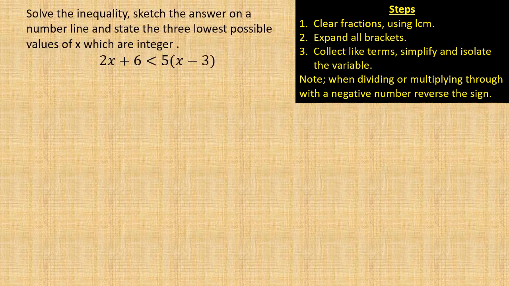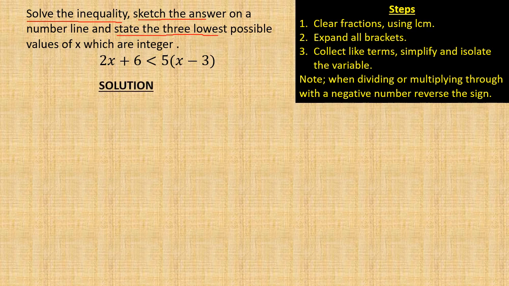We shall begin with an example which says solve the inequality, sketch the answer on the number line, and state three lowest possible values of x, which are integers, of the question, 2x plus 6 less than 5 into bracket x minus 3. In here, we have three things to solve. Number 1, we solve the inequality. Number 2, we sketch our answer on the number line. Number 3, we state the three lowest possible integers.